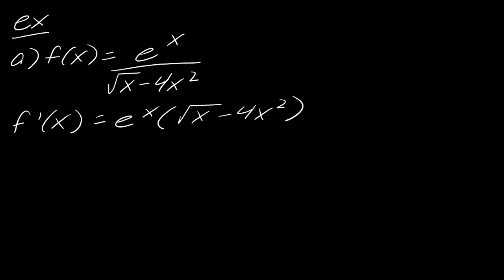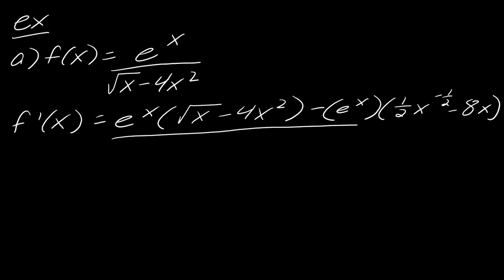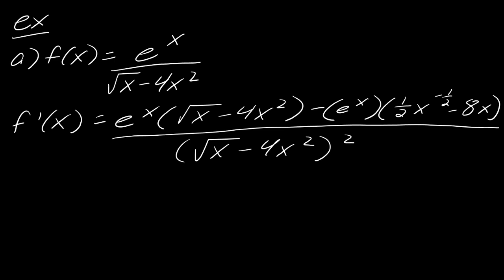And then I subtract and I leave the top function alone, and I take the derivative of the bottom function, which would be 1/2 x to the negative 1/2 minus 8x. Okay, so there's kind of all the work for the top, and then I divide that by the denominator squared. And so there are all my pieces. And so from here, now it's just really a matter of simplification.